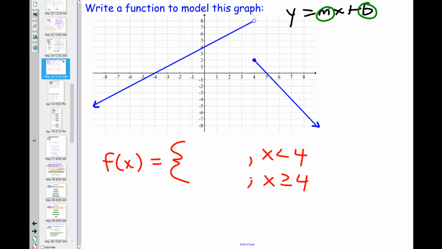Now, before we find the slope of that first left piece, can we agree the type of slope that it should end up having? Because the most common mistakes with slope are with signs. And you should have learned in Algebra 1 that there's four types of slopes.